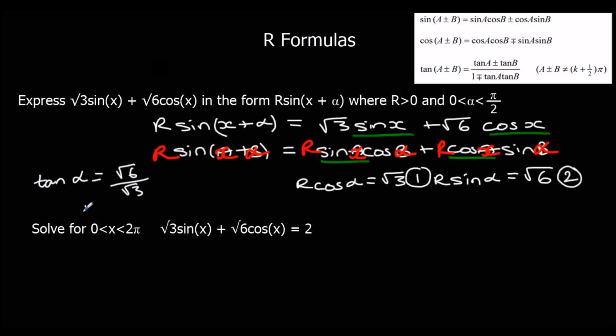Then we're going to shift tan. So shift tan root 2, or shift tan root 6 over root 3. To 3 significant figures, we get 0.955.